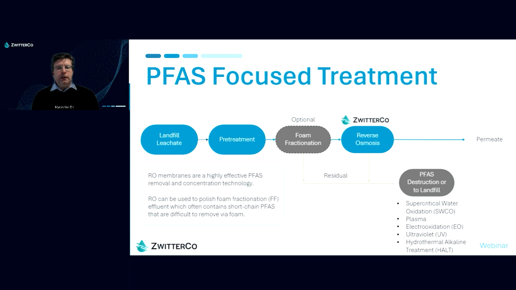Even if a flow sheet uses an alternative treatment, like for example, foam fractionation, RO is a very common and needed complement as part of that PFAS separation stream. Technologies like RO and foam frac are used to separate and concentrate PFAS, which then enables more efficient and economical downstream treatment with other technologies such as electrooxidation or any of the number there that are listed as well. So definitely lots of focus and lots of attention around the PFAS components in leachate.